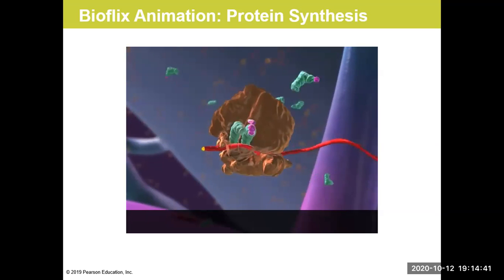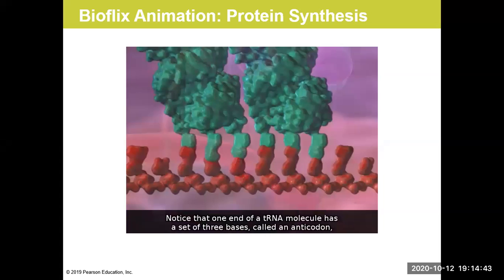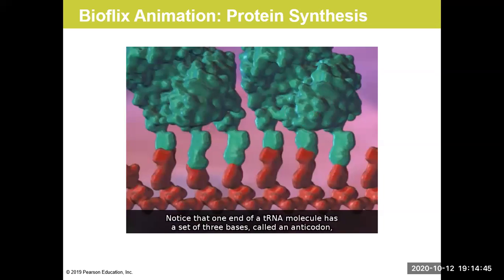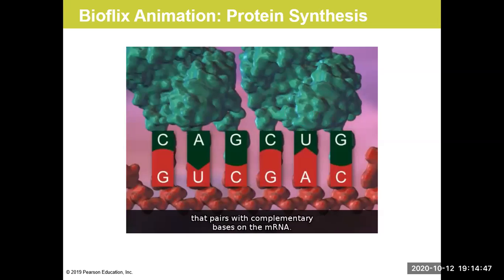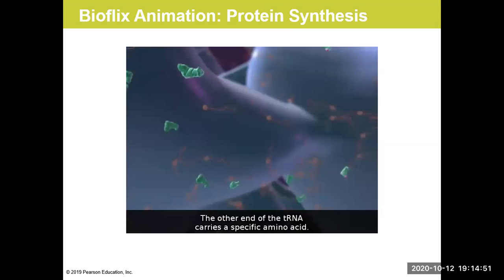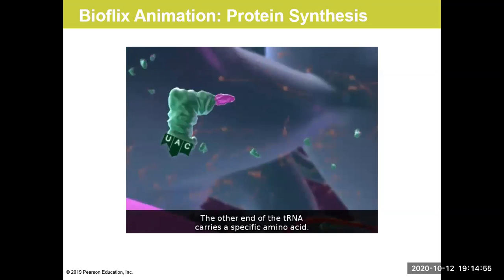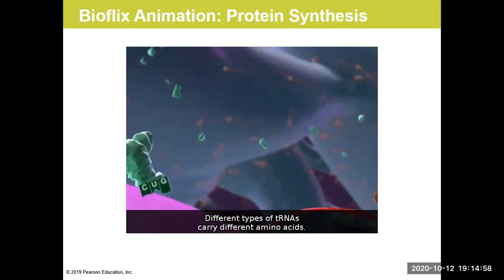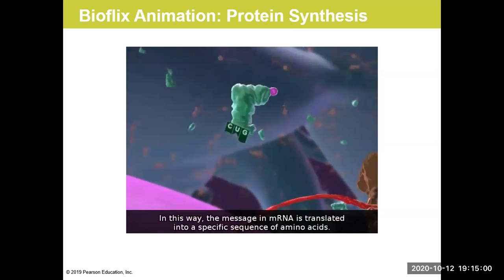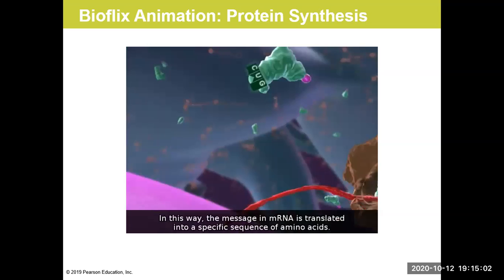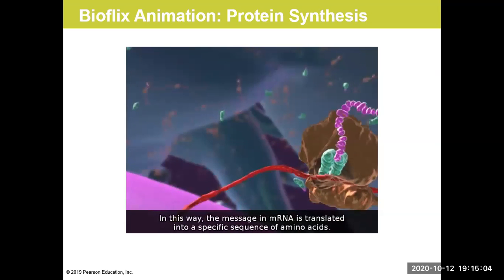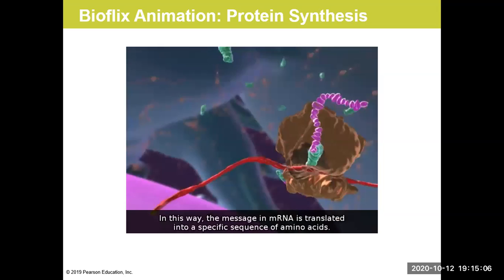Notice that one end of a tRNA molecule has a set of 3 bases, called an anticodon, that pairs with complementary bases on the mRNA. The other end of the tRNA carries a specific amino acid. Different types of tRNAs carry different amino acids. In this way, the message in mRNA is translated into a specific sequence of amino acids.